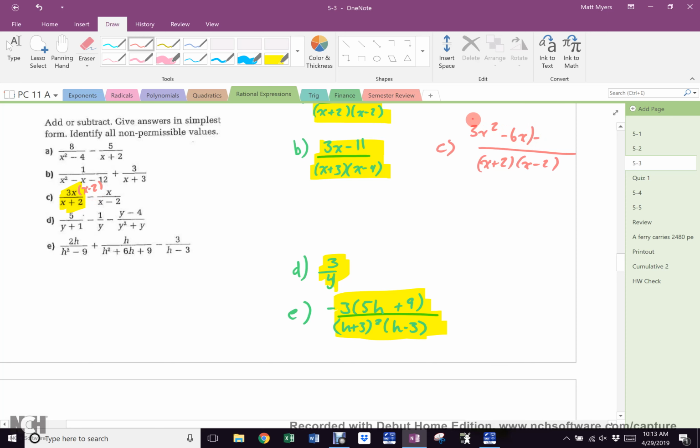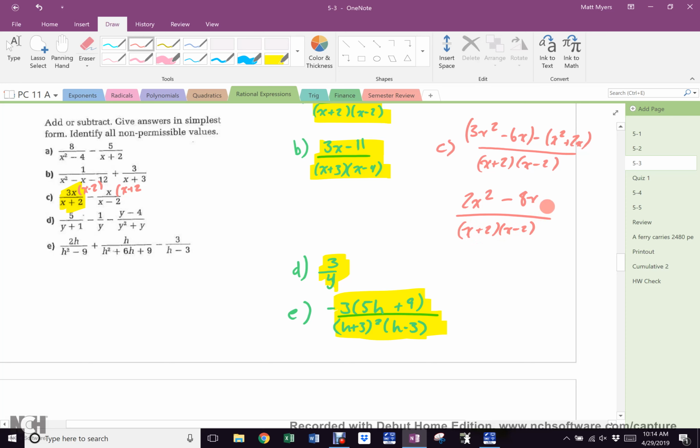Minus, this needs the x plus 2, which gets me x squared plus 2x. Cool? Okay. What's 3x squared minus x squared? 2x squared. What's negative 6 minus 2x? No. Negative 6 minus 2 more. Negative 8x over x plus 2, x minus 2.